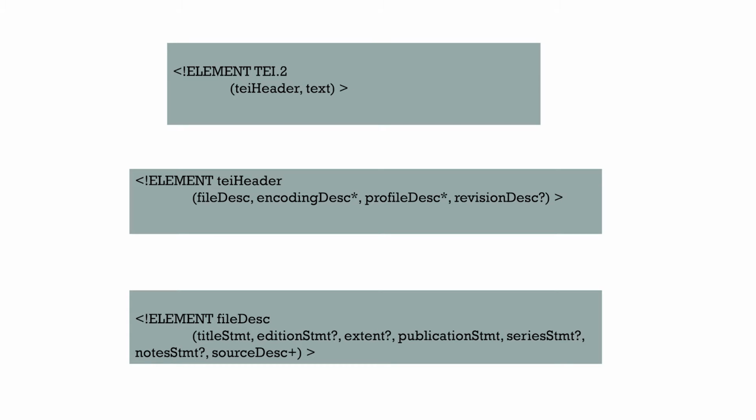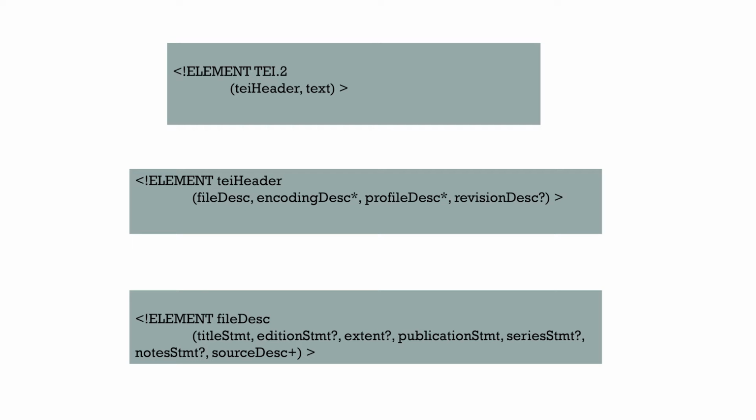So here's a little snippet of the TEI DTD. Here you see I'm creating an element called TEI2, and it has two children elements, TEI header and text. In the middle box, I am creating my element called TEI header, and in it I am indicating that I have four sub-elements. These are sibling children elements: file description, encoding description, profile description, and revision description.